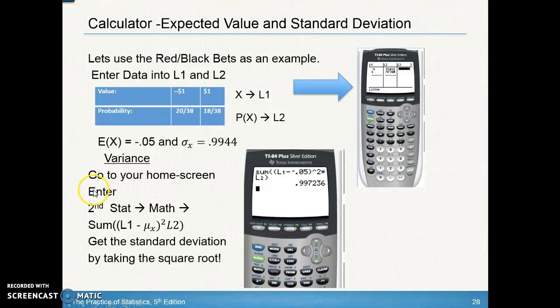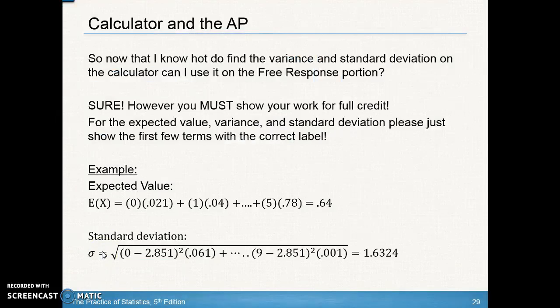If you want to do it straight on your home screen, just hit second stat, go over to math, go to your sum screen, and then you're basically going to tell the calculator what to do. So list 1 minus the expected value squared times list 2, and then that's going to add all of those individual values together, okay? So if you're putting in list 3, you just sum list 3 instead of doing that, but this is the easiest way to do it. Sometimes I forget to do it this way, so I just do it in list 3, whatever is easiest for you to do. Then make sure you just get the standard deviation by taking the square root.